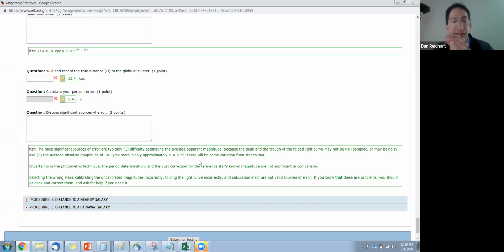Now, if they say I selected the wrong star or did something incorrect, that doesn't count. If you selected the wrong star, go back and select the right star. If you select the wrong star, it's just going to be gibberish. It's going to be random data on your plot. Okay, so that's the RR Lyrae.